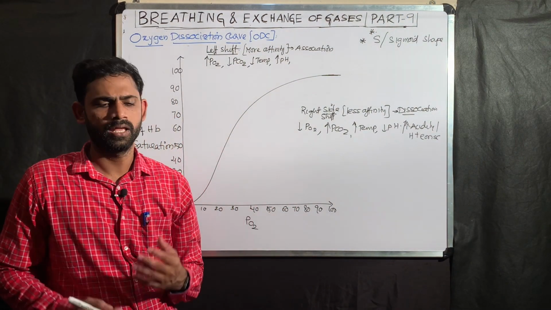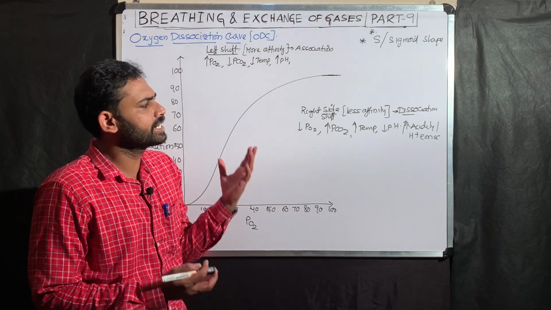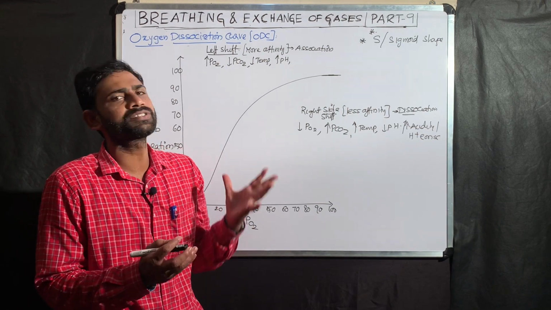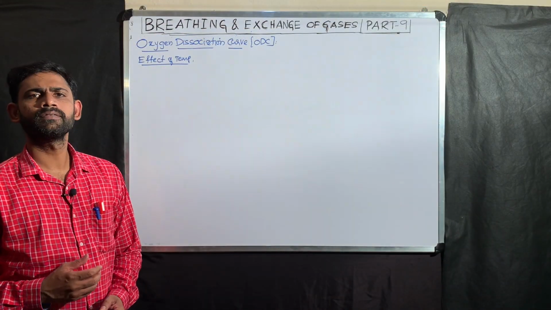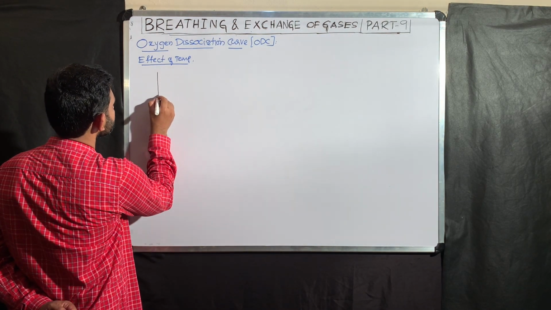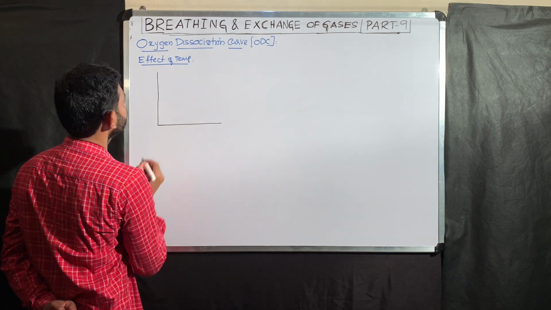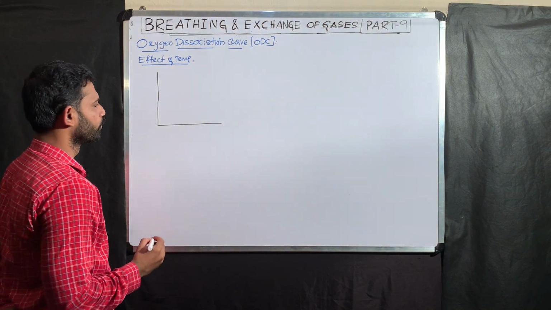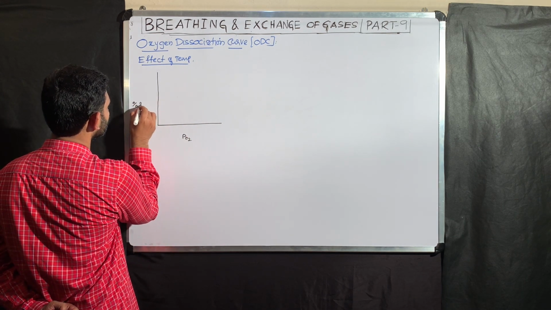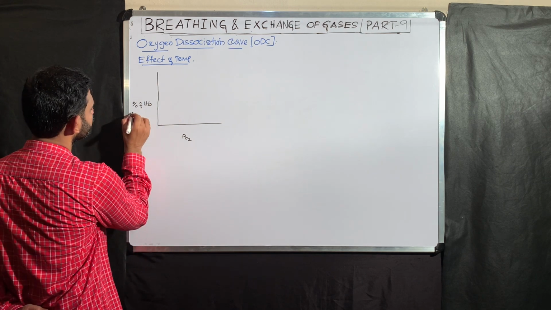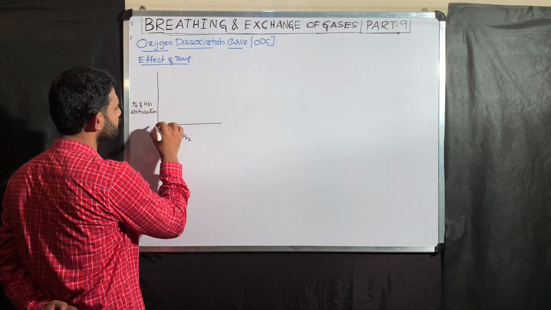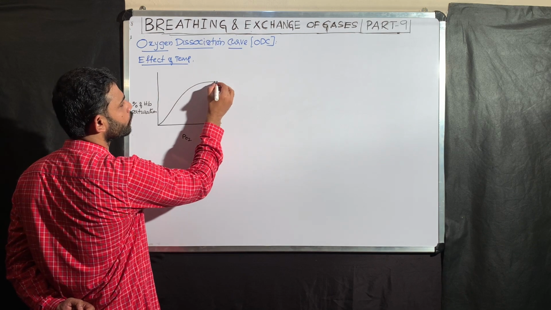Now I am going to tell you different factors, like I said, the temperature, pH, carbon dioxide, and how these factors influence this standard ODC. I will tell you the effect of temperature on standard ODC. You have to concentrate. For example, first you take the standard ODC. PO2, I already said, and percentage of hemoglobin saturation. Standard ODC, I am writing with the black color. This one is the standard ODC.